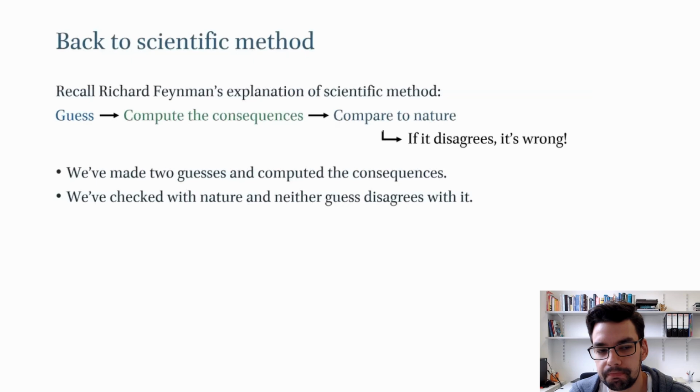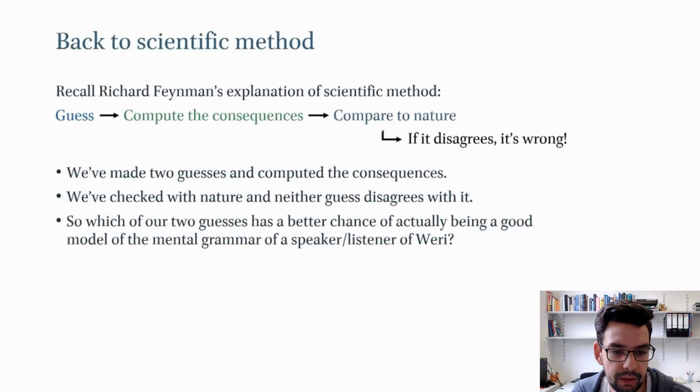So we can't really reject one. Then does that mean that both of them are right? We have to ask which of our two guesses has a better chance of actually being a good model of the mental grammar of a speaker or listener of Weri.